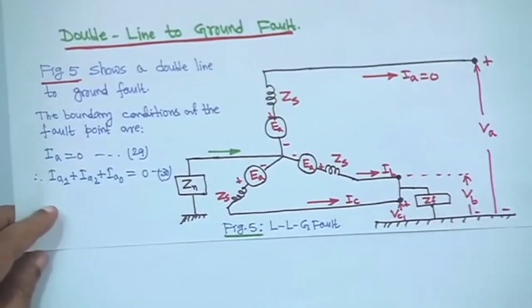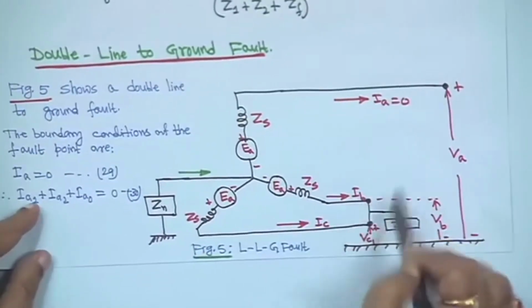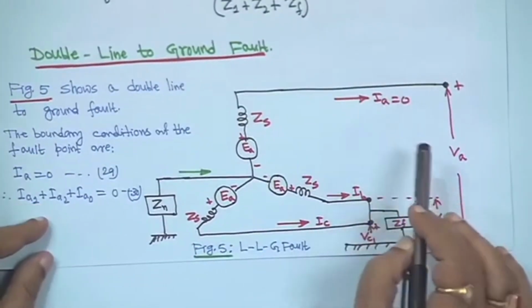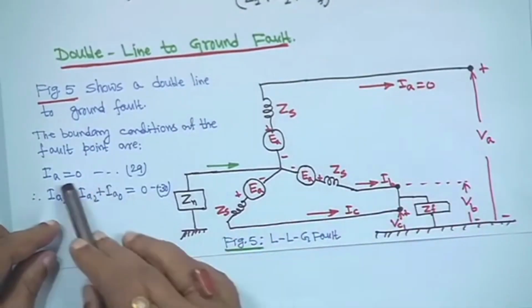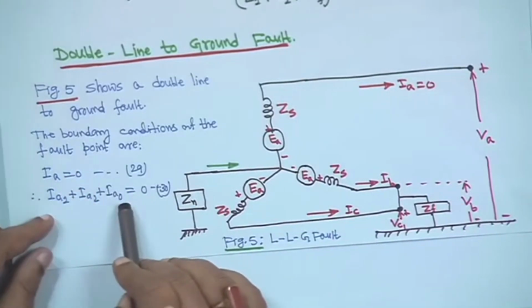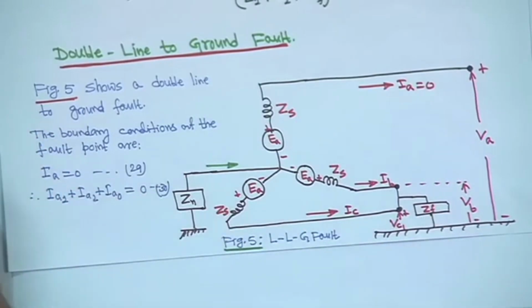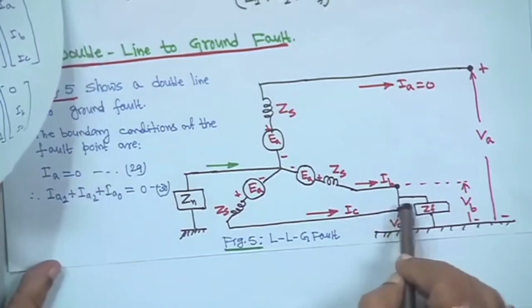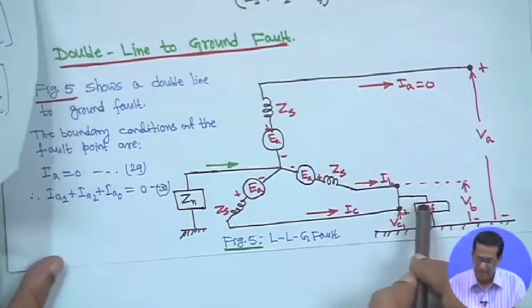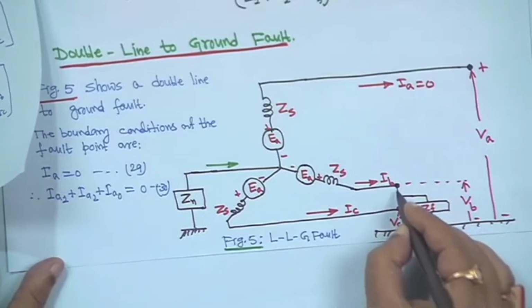So, in this case IA is equal to 0, because it is a double line to ground fault. That means IA1 plus IA2 plus IA0 is equal to 0. Then VB is equal to VC. The fault current going is IB plus IC; this current is IB, and this current is IC.